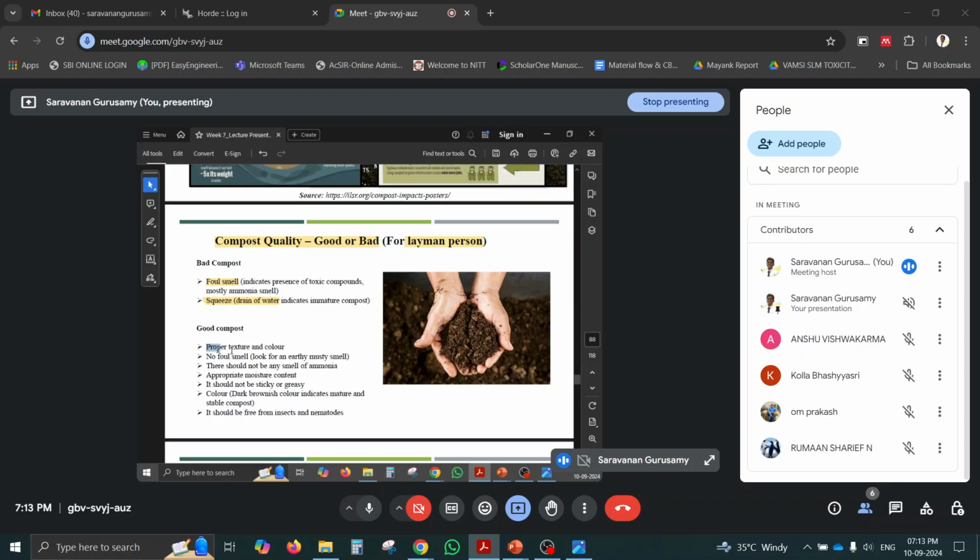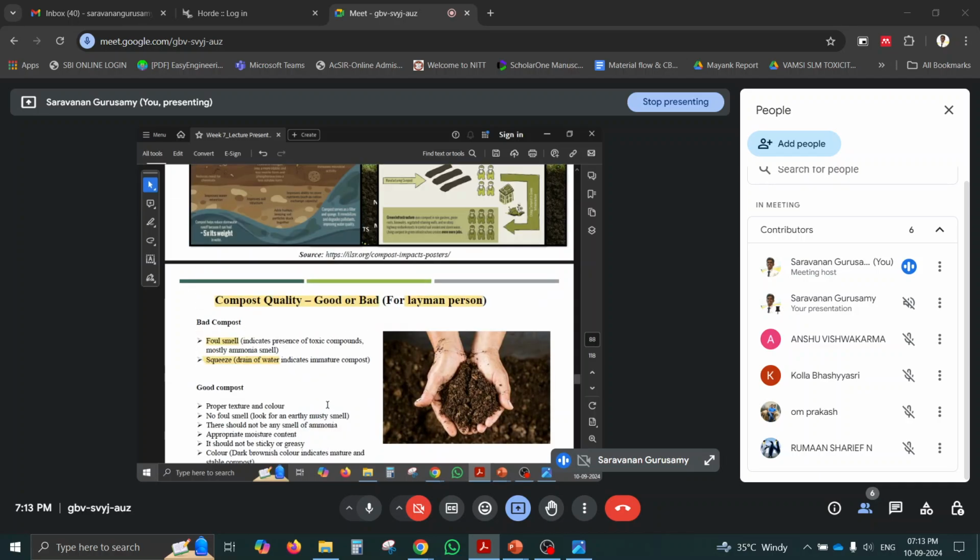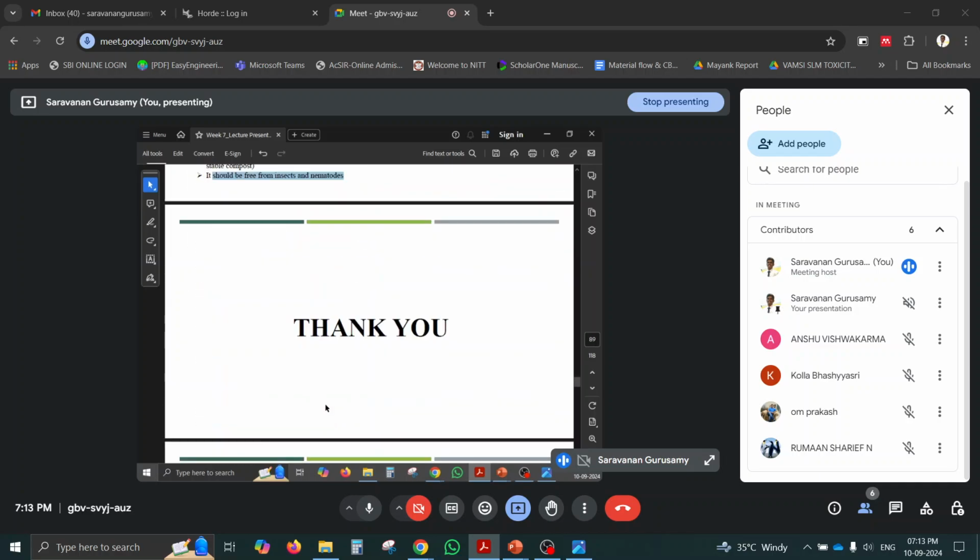So good compost will have proper texture and color, no foul smell, and appropriate moisture content, and it's not sticky or greasy, and the color should be dark brown. Waste will have green color and the compost will have dark brown or black color. It should be free from insects and nematodes. These are all, from a layman's point of view, ways we can check whether the compost quality is good or bad.